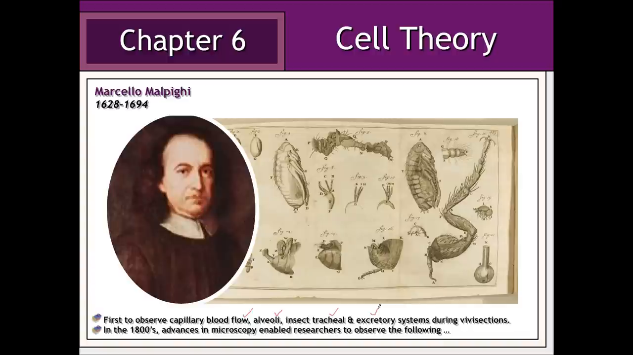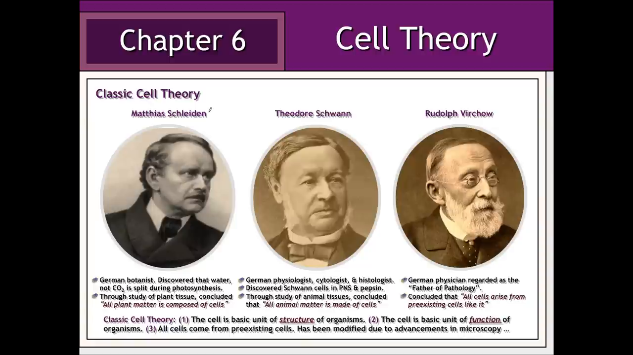During the 19th century, great advances in microscope technology enabled researchers to observe specimens in far greater detail than ever before. Using cutting-edge microscopes of their day, Matthias Schleiden, Theodor Schwann, and Rudolf Virchow made groundbreaking observations that would contribute to the formulation of what we now regard as the classic cell theory.